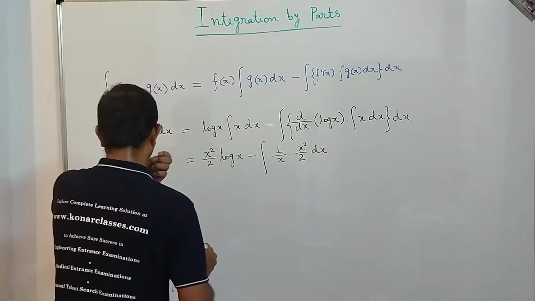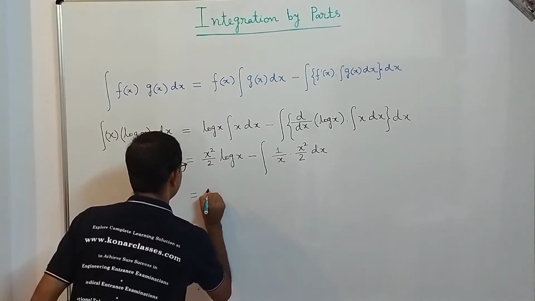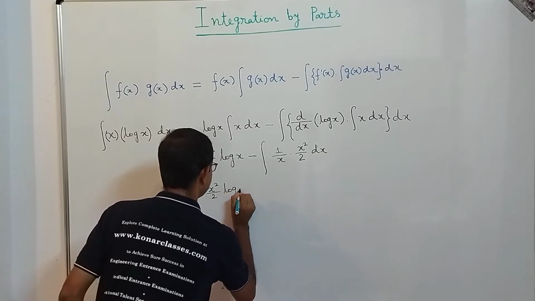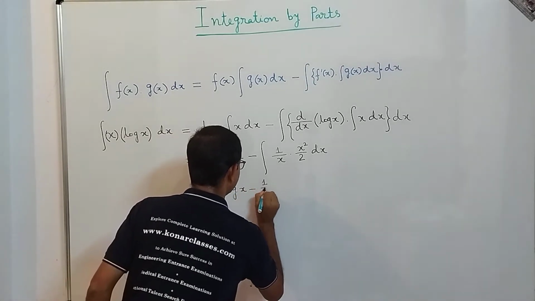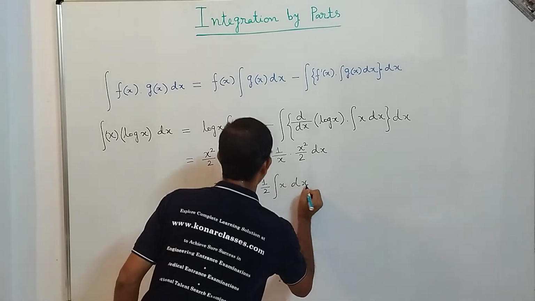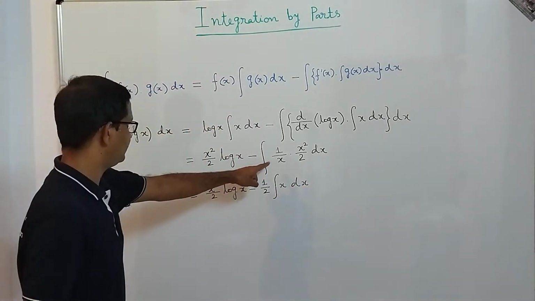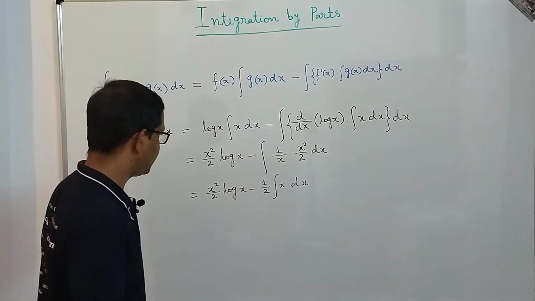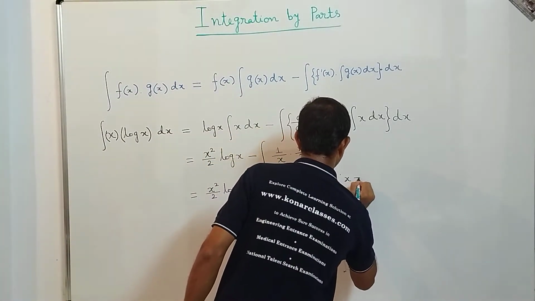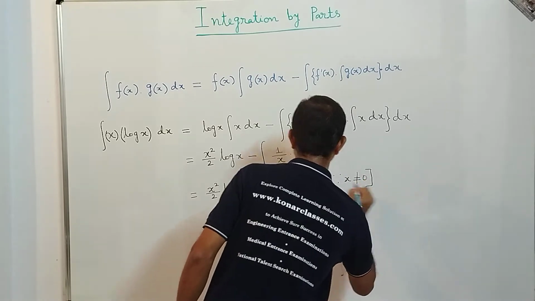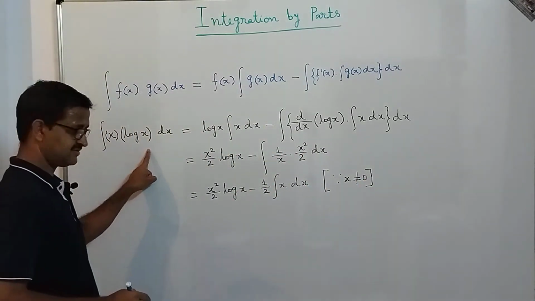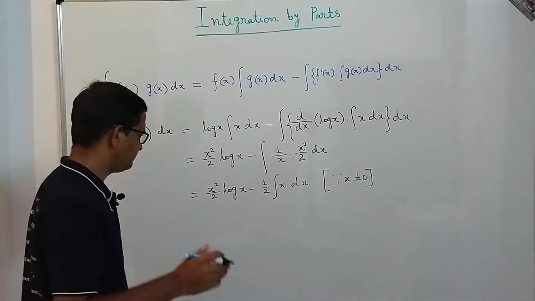So what we get here, dear students? We get x square by 2 into log x minus 1 by 2 into integration of x dx, and x got cancelled, because x cannot be equal to 0. Because if x is equal to 0, then the question doesn't make sense. 0 into log 0 doesn't make sense.